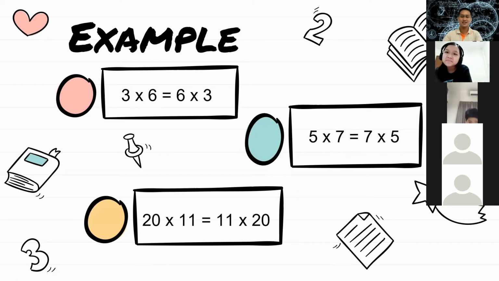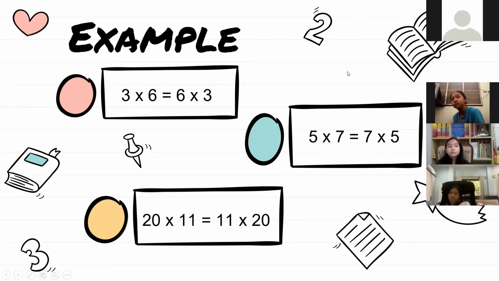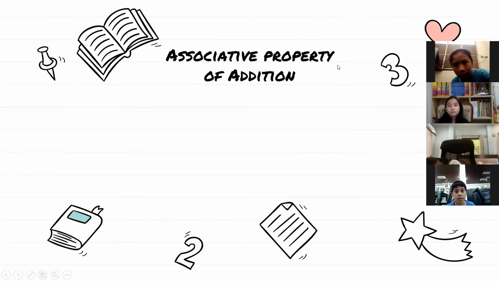Next, we have 20 times 11 equals 11 times 20. What will be our answer? 220. Very good, Amsin. Is that Amsin? Am I correct? Yes. Okay, very good. So in commutative property, even if we arrange the numbers in any order, we will get the same answer. Now let's go on with associative property.